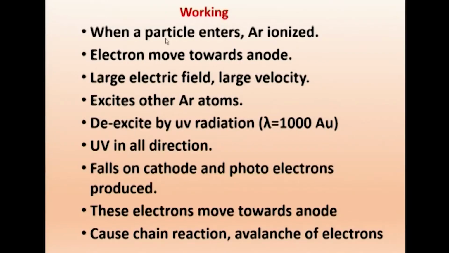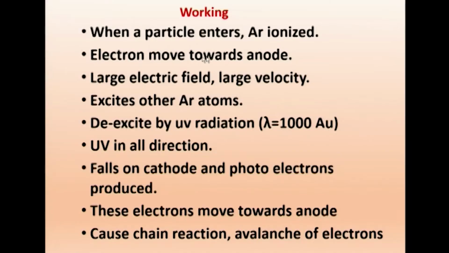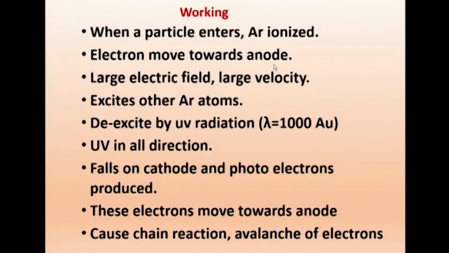Now, the working, which we already briefly covered, we will go into in more detail. When a particle enters, the Ar atom, a monatomic atom, will get ionized, that is, the electron will be removed. That is called ionization. The electron will be attracted towards the positive anode and the remaining part of the Ar, which is a positive ion, will be attracted towards the cathode. Electron moves towards the anode.